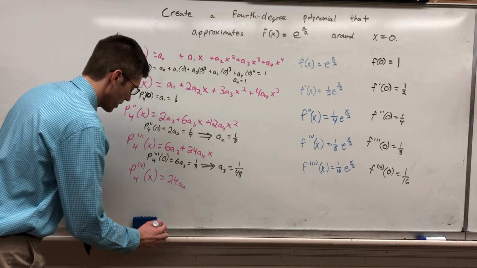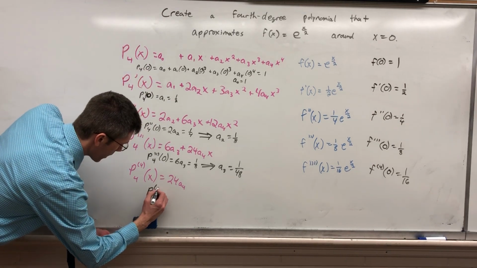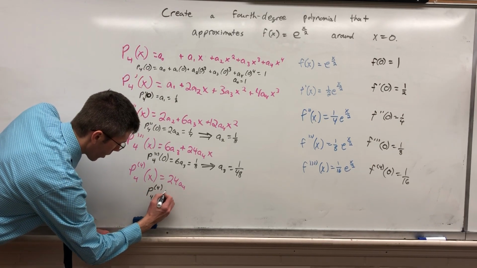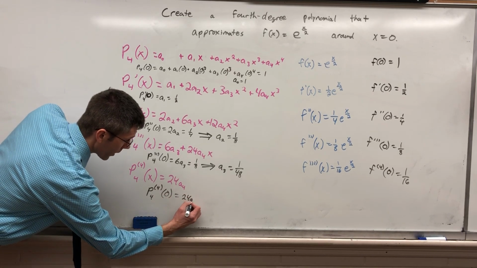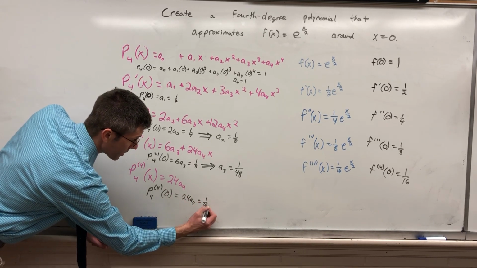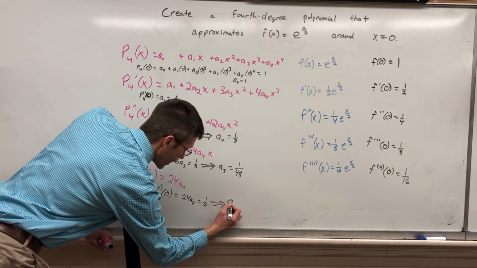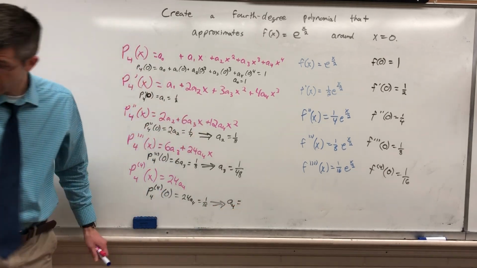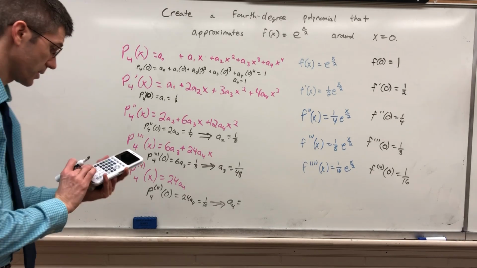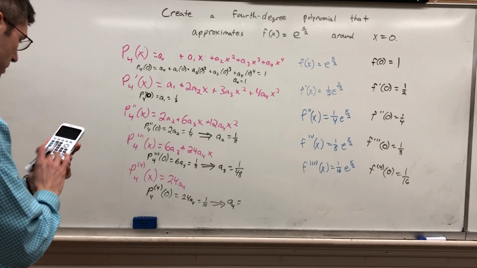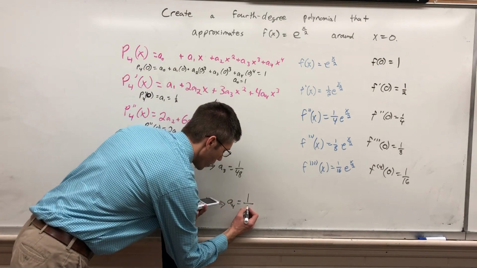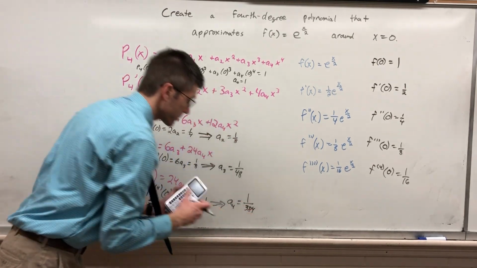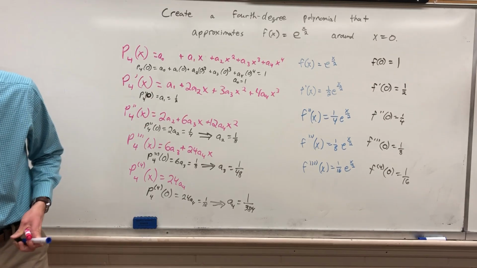And for this last one, P 4 of 0 is 24 a sub 4, and that is equal to 1/16, and that means that a sub 4 is something that I should know off the top of my head, and I don't. Whatever 16 times 24 is in the denominator, 1/384. Okay? Fantastic.